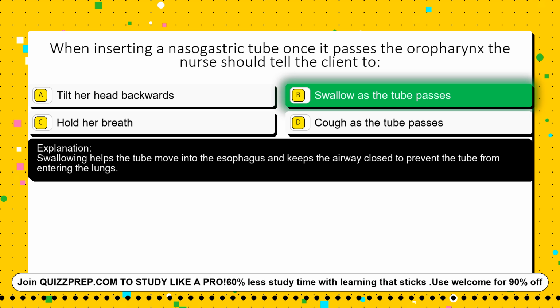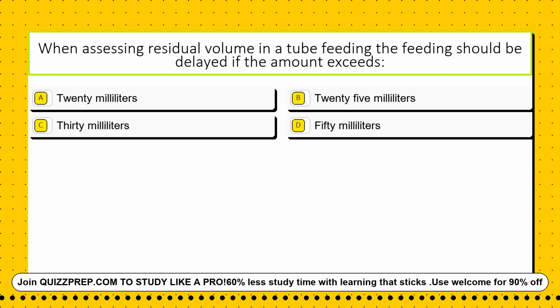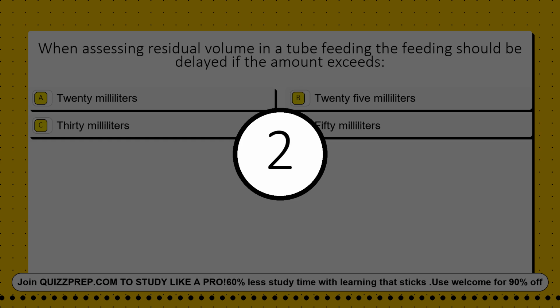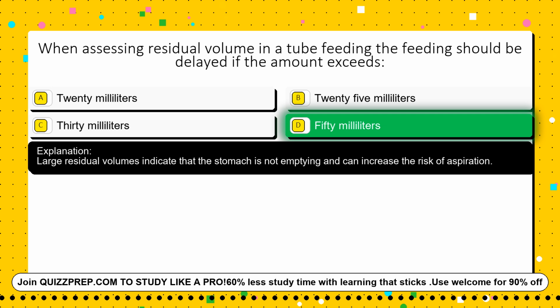lungs. Question 9. When assessing residual volume in a tube feeding, the feeding should be delayed if the amount exceeds: Option A, 20 milliliters. Option B, 25 milliliters. Option C, 30 milliliters. Option D, 50 milliliters. The correct answer is option D, 50 milliliters. Large residual volumes indicate that the stomach is not emptying and can increase the risk of aspiration.